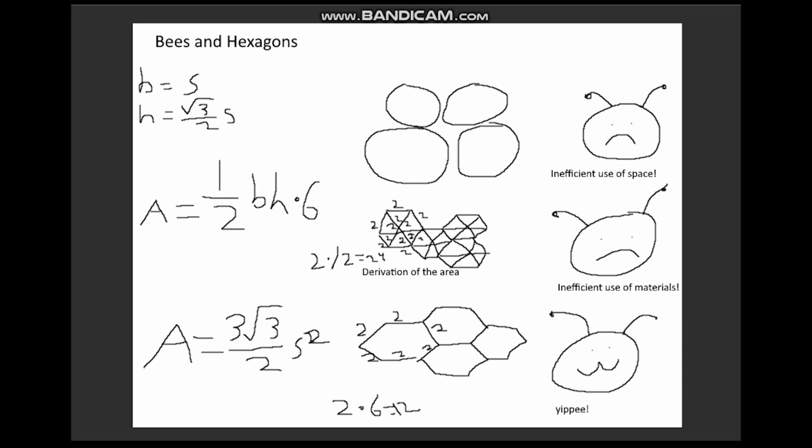They'd have to use double the materials to make this. So that'd be an inefficient use of materials. While it's the same amount of space, it uses more materials, so it's undesirable. Which is why the hexagon shape is most effective for building honeycombs.